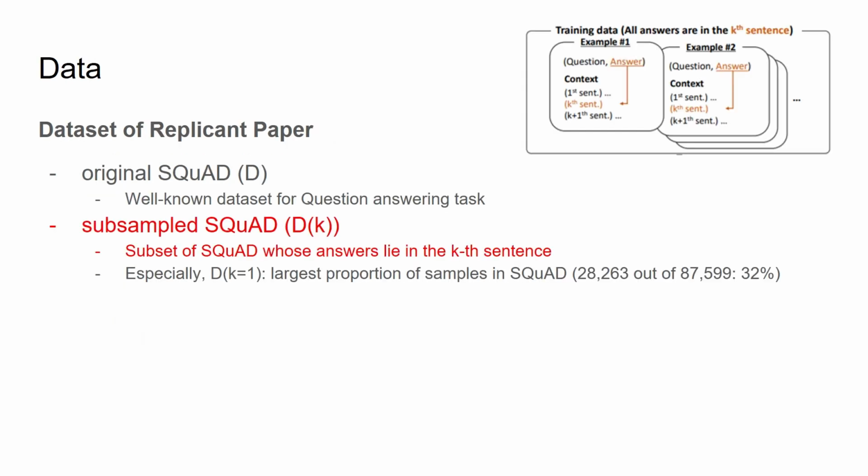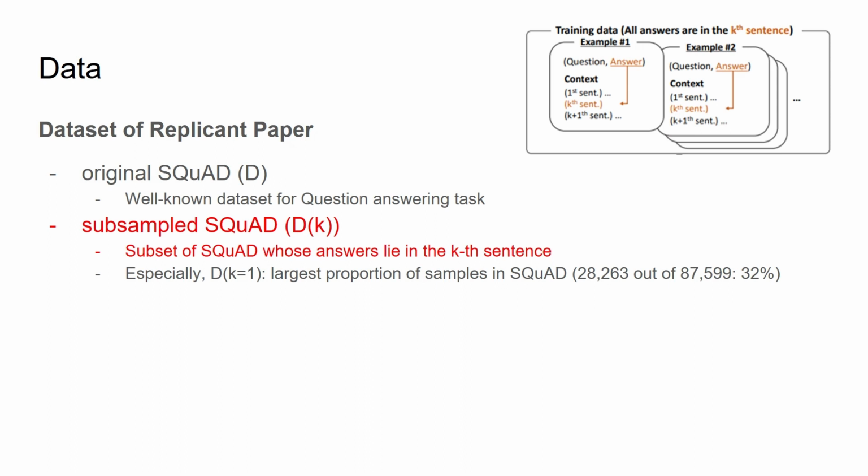Next, I will introduce the dataset used by the paper. In the paper, the researchers used the original SQuAD dataset, which is quite a well-known dataset for the question answering task. And the researchers subsampled the SQuAD dataset whose answers lie in the case sentence. Especially, they focus on the subsampled dataset whose answer lies in the first sentence because it has the largest proportion of the entire dataset, which is 32%.